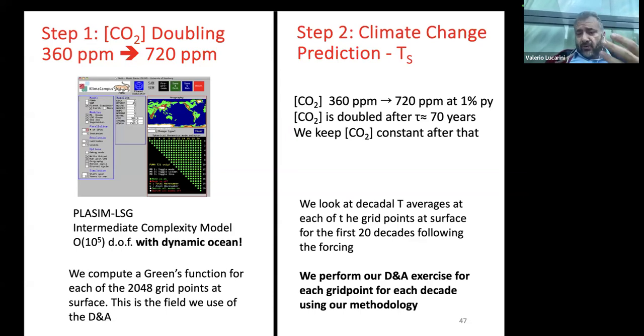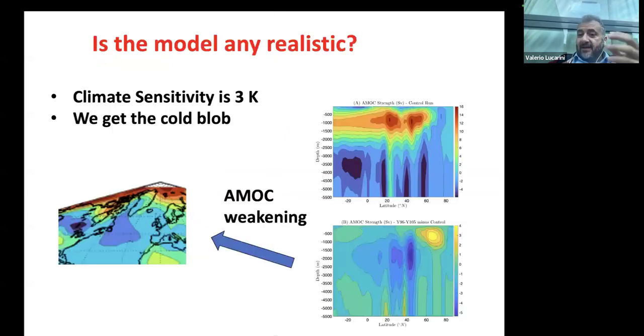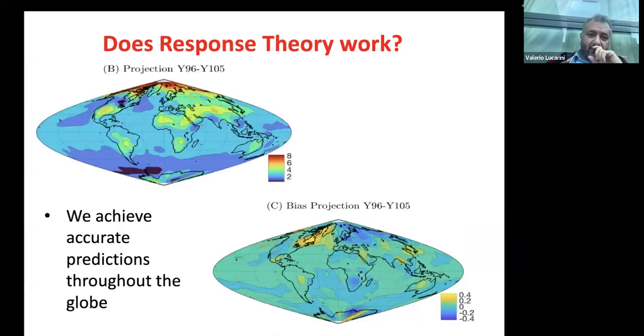What we do here is we only perform a CO2 increase, and we compute through the Green function formalism I showed you before my response operator, and I try to repeat the experiment as before. This model is relatively simple, with only 10^5 to 10^6 degrees of freedom, but it has a nice climate sensitivity of 3 degrees and reproduces the property of the cold blob, just like the much more complex Earth system model I mentioned before, and it does so for the right reason, because of the slowdown of the circulation. So this is a pretty good climate model.